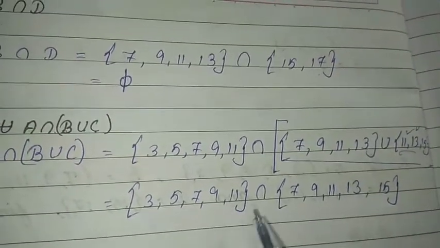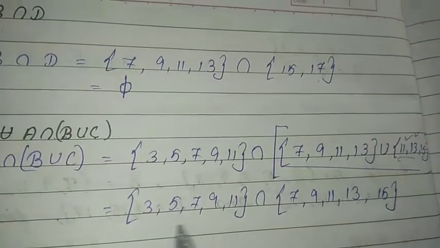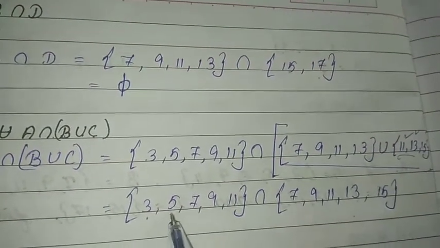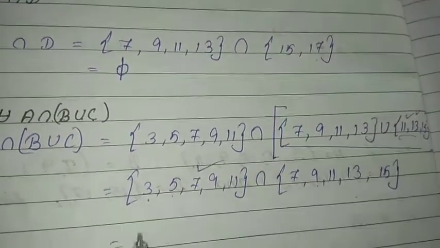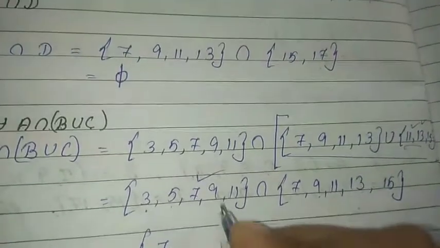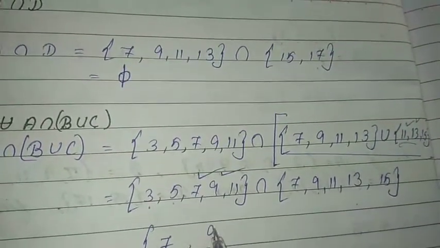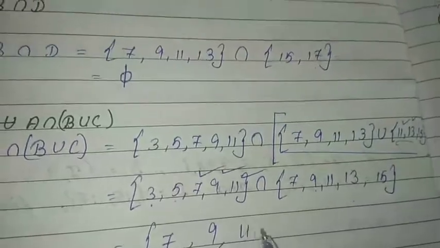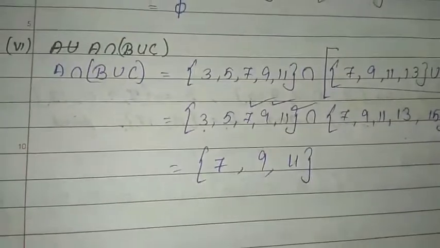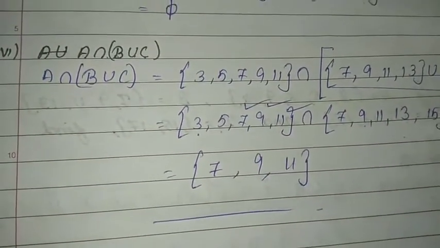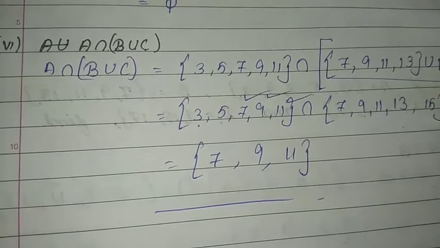Next one, we have to check what all is common, no? So here 3, no, 5, no. 7 is here. So 7, then 9, then 11. So only these 3 elements are common. So therefore, this is my intersection.